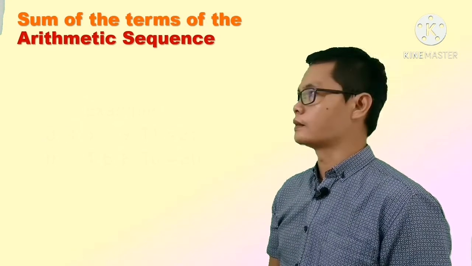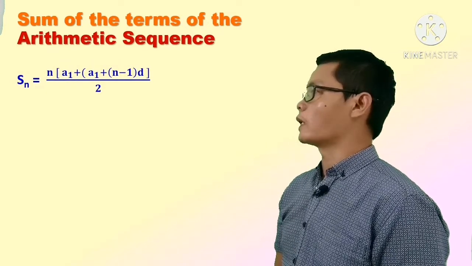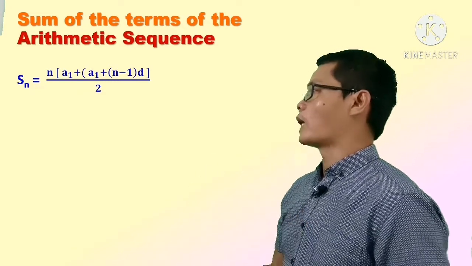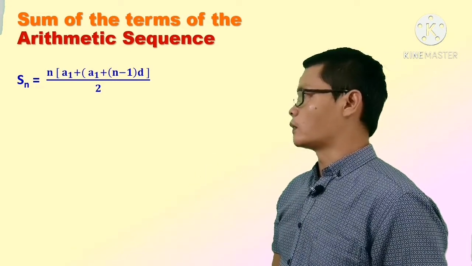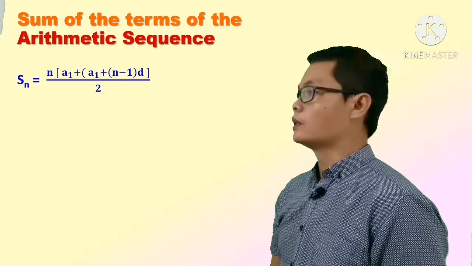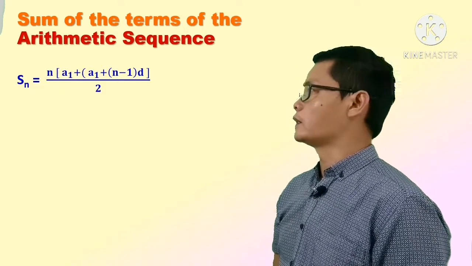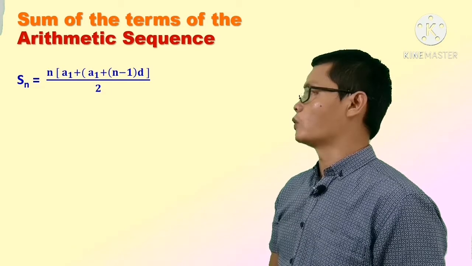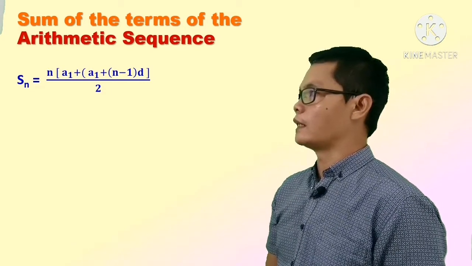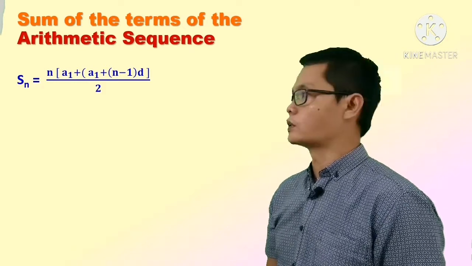The formula is S sub n equals n multiplied by the quantity a sub 1 plus the quantity a sub 1 plus n minus 1 multiplied by d, all over 2. As you observe in this formula, we were able to have the formula of the arithmetic sequence. But in this case, there are some derivations of the formula that can be used.